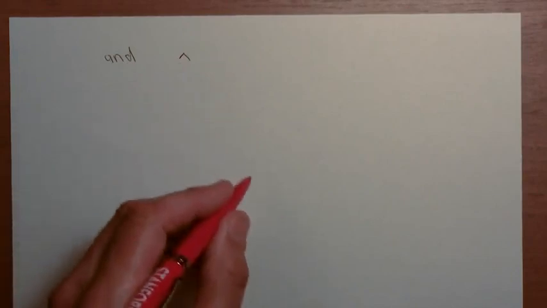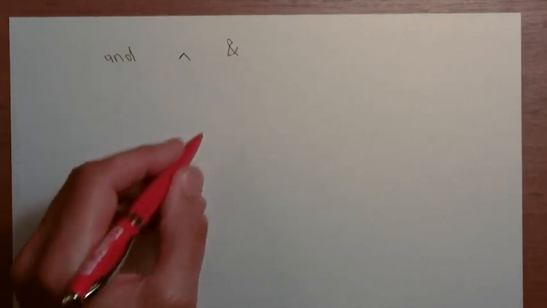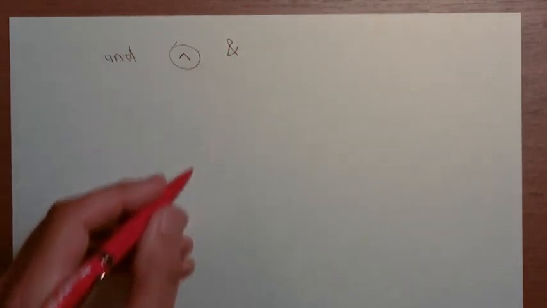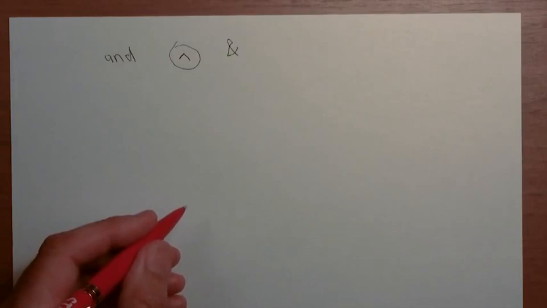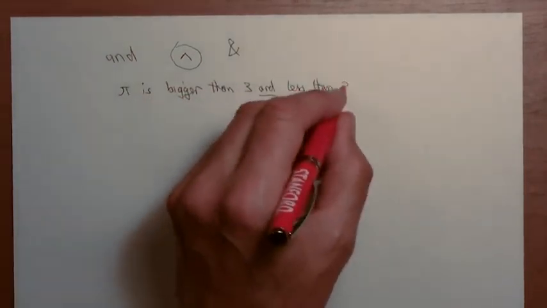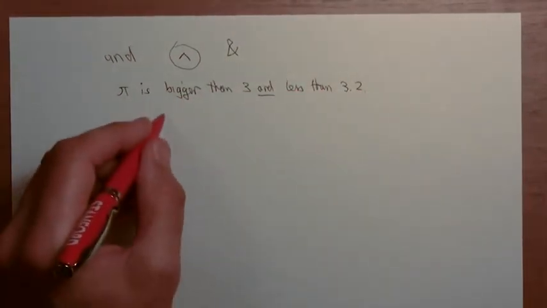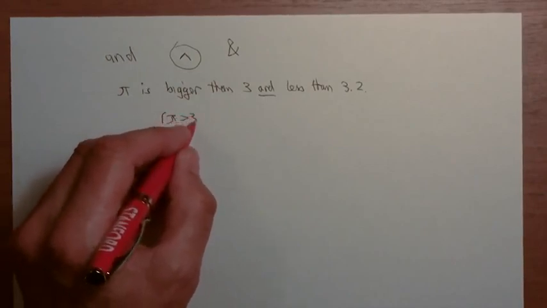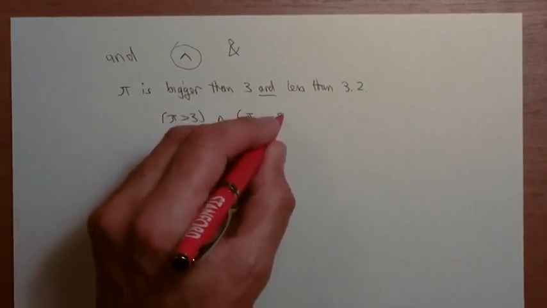We often want to combine two statements into a single statement using the word and. So we need to analyse the way the word and works. The standard abbreviation that mathematicians use for this is an inverted V, known as the wedge. Sometimes you'll see the old familiar ampersand used, but I'm going to stick to the common mathematical practice of using the wedge. For example, we might want to say pi is bigger than 3 and less than 3.2. We could do this as follows. We could write pi is bigger than 3 and pi is less than 3.2.